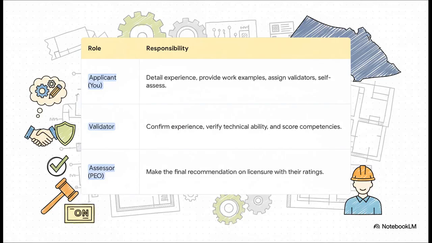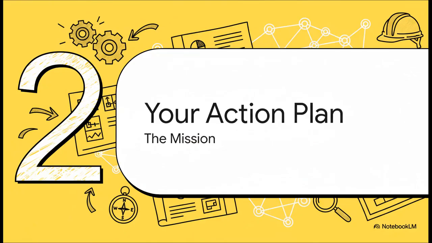Now, here's something that's really important to get. You're not doing this alone, but you are absolutely in the driver's seat. It all starts with you, the applicant. You're the one providing all the detailed experience and work examples. Then you've got your validators. These are people who know your work firsthand, and they step in to confirm it. But the final call? That comes from PEO's own assessors, who do their own independent review. It's a really solid system of checks and balances. Okay, so we know who the players are. Now let's get into the game plan.